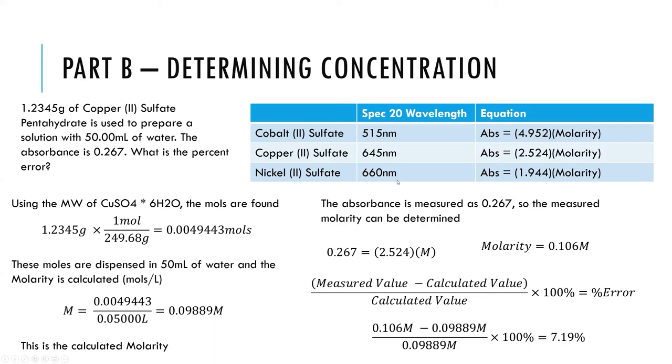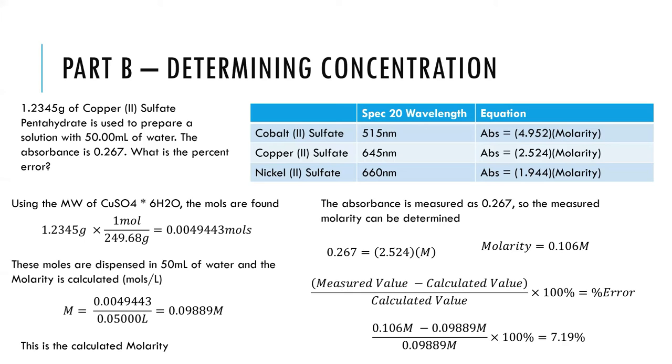When you have the absorbance, each one of these compounds also can relate to a concentration. The absorbance is equal to a constant times the molarity. So if you know the absorbance and the particular constant, you can solve for what is the molarity, your measured molarity of the solution. So once you have the absorbance of each one of your solutions at the one wavelength that you've chosen, you can then use this equation to determine what is the measured molarity based on your absorbance reading.